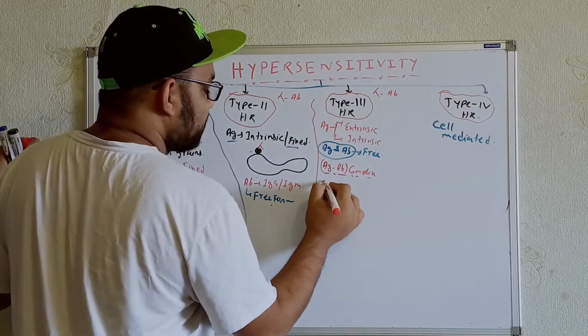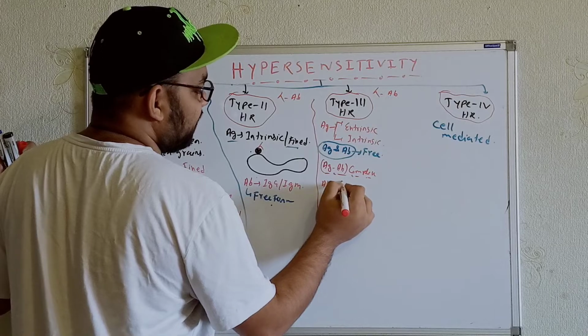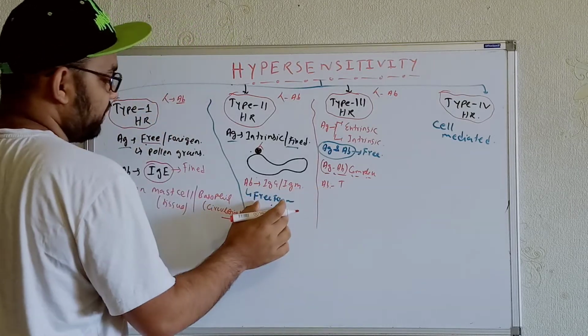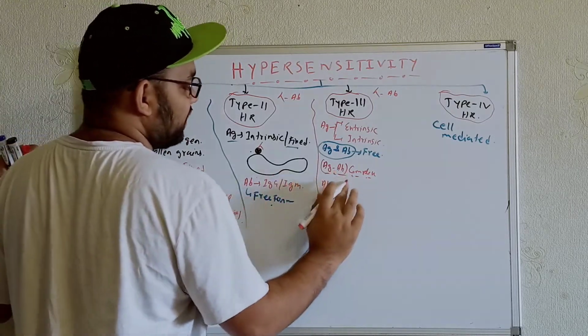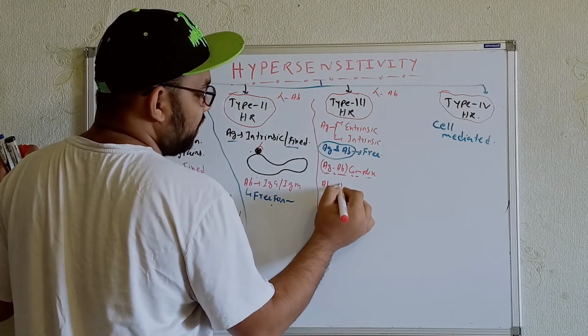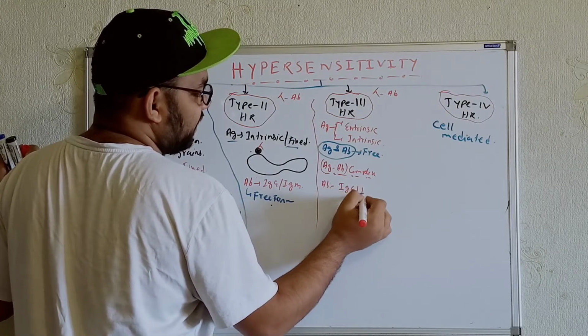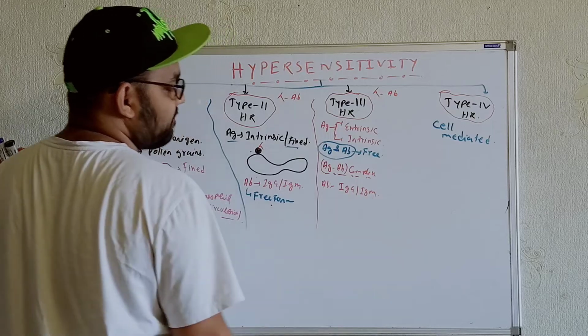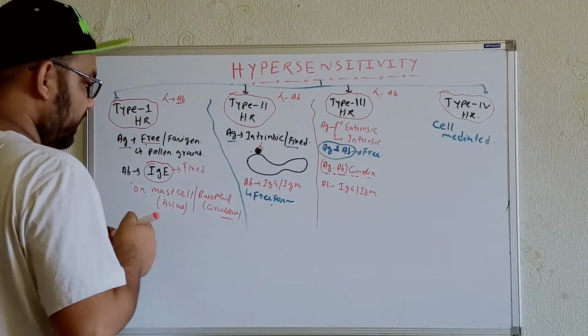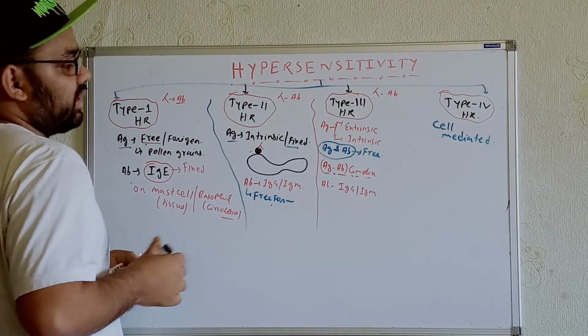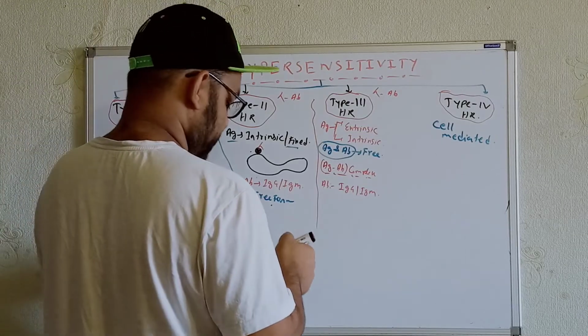Now, what type of antibodies will we get over here? We will get antibody just like this one, like in type 2, the same type of antibody we can also see. We can get IgG, we can get IgM antibody over here. Okay.